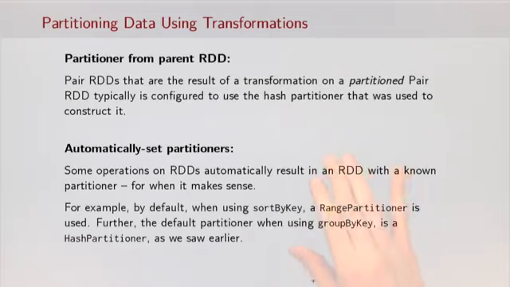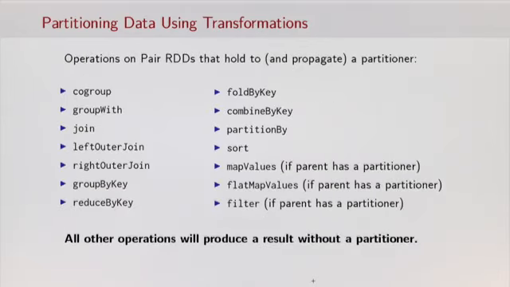The other case, where transformations can actually provide a new partitioner, is when some transformations automatically result in an RDD with a different partitioner. Of course, this is usually when it contextually makes sense. For example, if you use the sortByKey operation, a range partitioner is used because you need ordered keys in order to sort them. And it makes sense that the keys, once sorted, are partitioned such that similar keys are in the same partition. Conversely, the default partitioner when using groupByKey is a hash partitioner, like we saw in an earlier example.